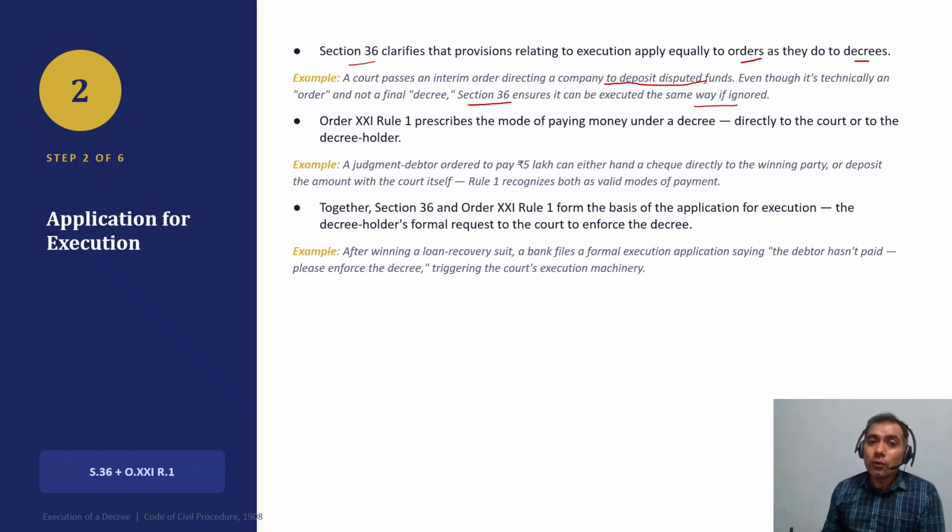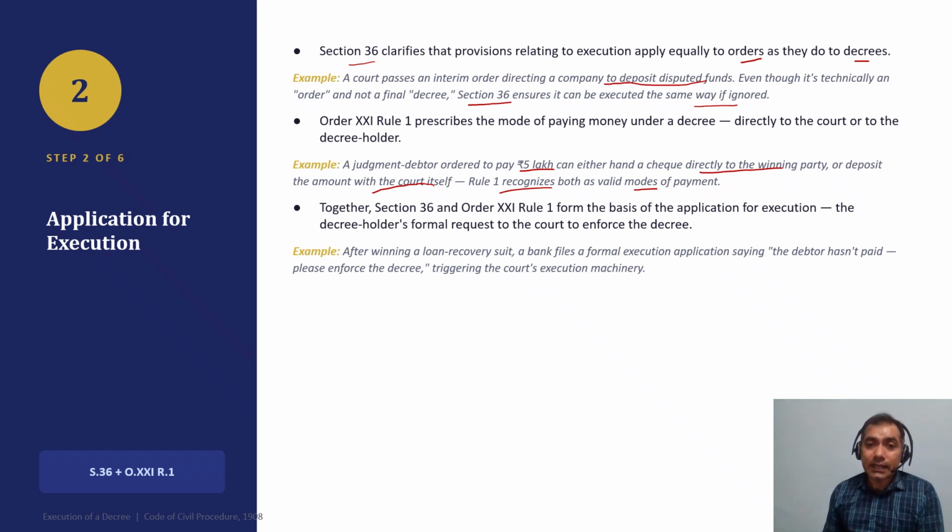Order 21 Rule 1 prescribes the mode of paying money under a decree, either directly to the decree holder or into the court. Example, a judgment debtor ordered to pay 5 lakhs can either hand a cheque directly to the winning party or deposit the amount within the court itself. Rule 1 recognizes both as valid modes of payment.